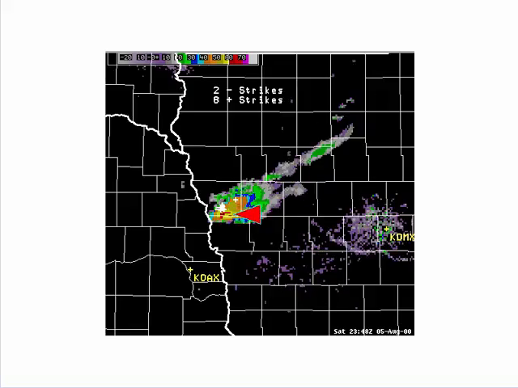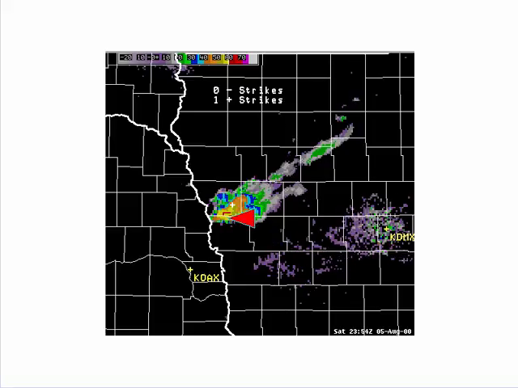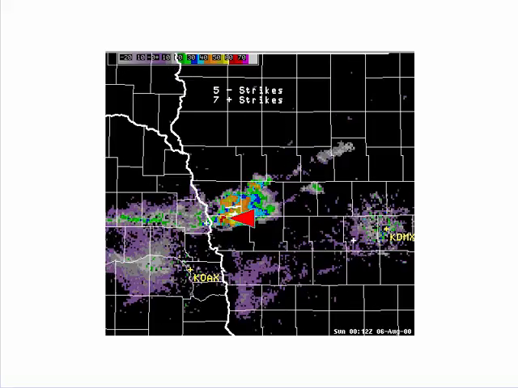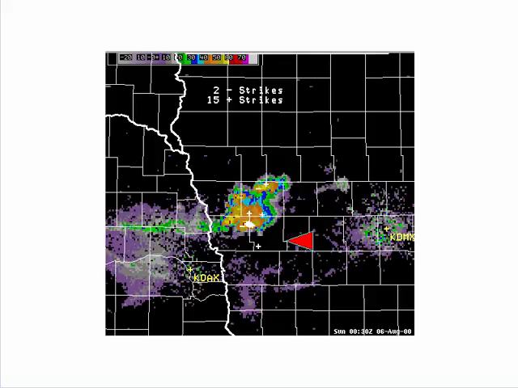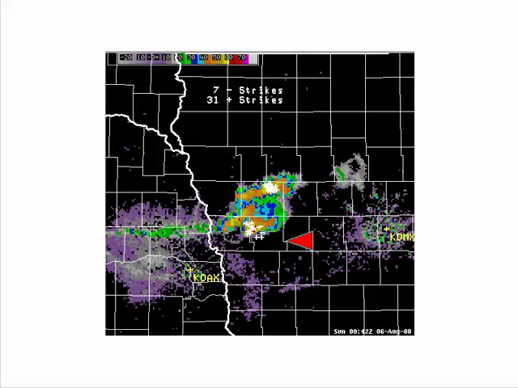If we look right here, we can see a lot of positive strikes pretty close to the core here. And we can see the signature continue here and become most pronounced right around that time, and this time right here. A lot of positive strikes near the core. That means we have a positive strike-dominated storm, and the consequence of that is that we definitely know we have a severe storm. Very good chance that we have a severe storm whenever we see a high percentage of positive strikes very close to the core.